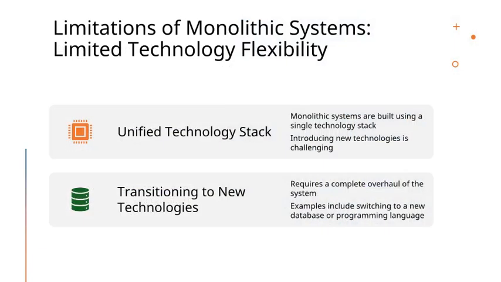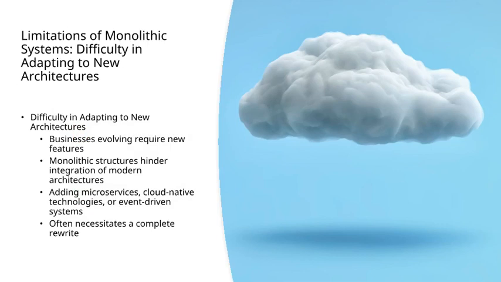Monolithic systems use a unified technology stack, making it hard to introduce new technologies. Transitioning to a new database or programming language requires a complete system overhaul. Adapting to new architectures can be challenging for businesses. Integrating modern features like microservices or cloud-native technologies often requires a complete rewrite of monolithic structures.